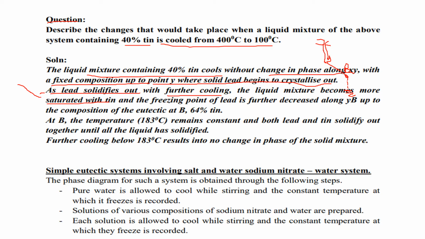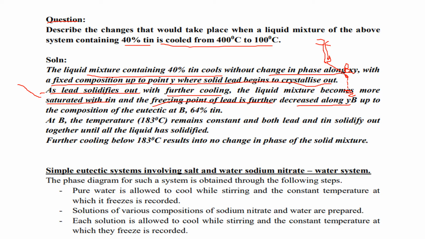And we are saying that the freezing point of lead is further decreased along YB because the liquid mixture is becoming more saturated with tin. That means that the freezing point of lead that is being cooled is going to be further decreased along YB until point B is reached.